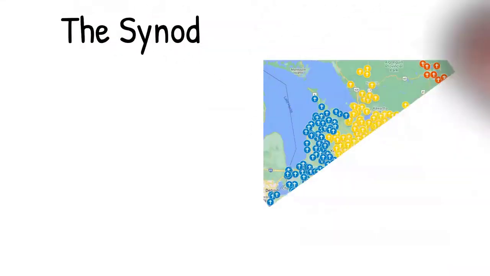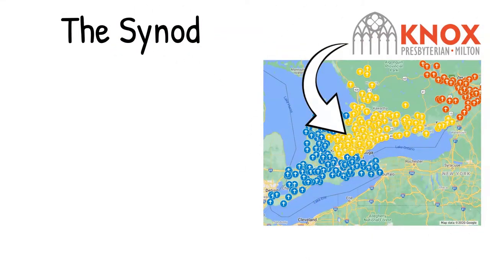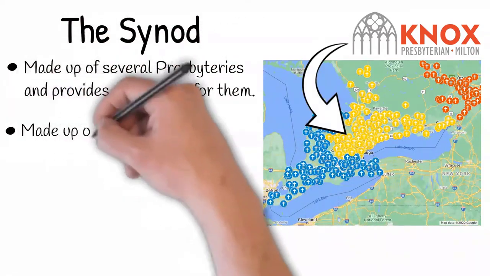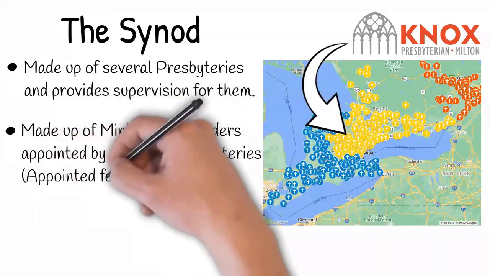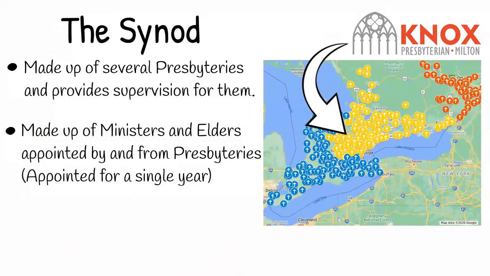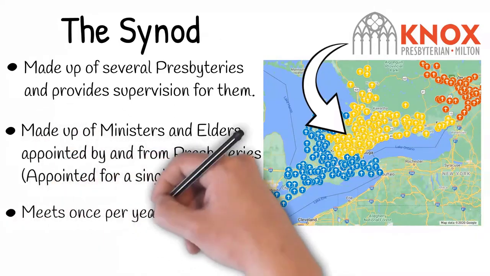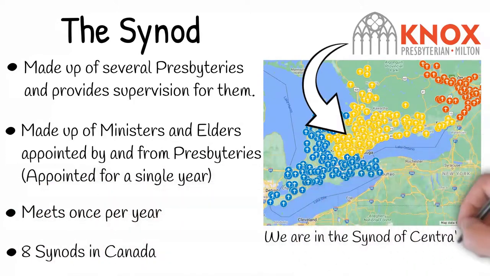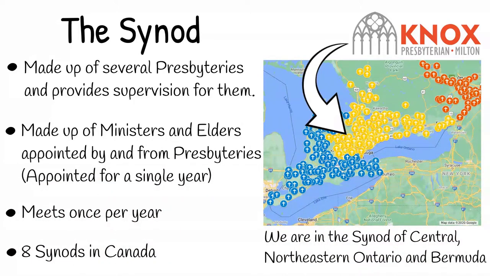The next court we'll talk about is the synod. A synod is made up of several presbyteries and essentially supervises them. A synod is made up of ministers and elders who are appointed by and from the presbyteries within that synod, and these folk are appointed for a single year. The synod will have one meeting per year, and there are 8 synods within the Presbyterian Church in Canada. And we are part of the Synod of Central, Northeastern Ontario and Bermuda.